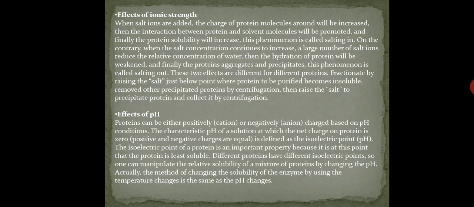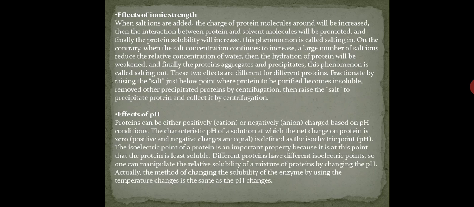Now, the effects of ionic strength and the effects of pH. What is the effect of ionic strength and what is the effect of pH? First let me tell you about the effect of pH. A protein can be either negatively charged or positively charged depending on the pH condition. The characteristic pH of the solution at which the net charge on the protein is zero, the condition where the protein is neutral, neither positive nor negative, is known as the isoelectric point, which we discussed in our previous lecture.